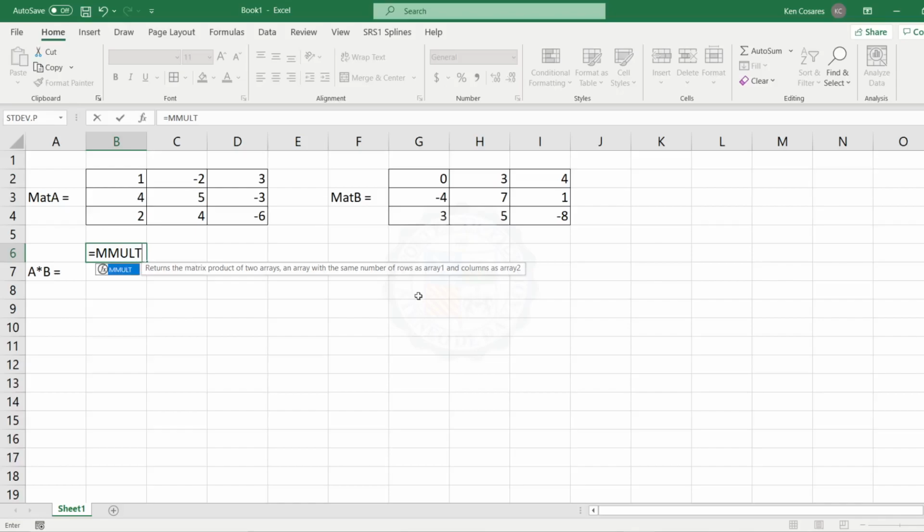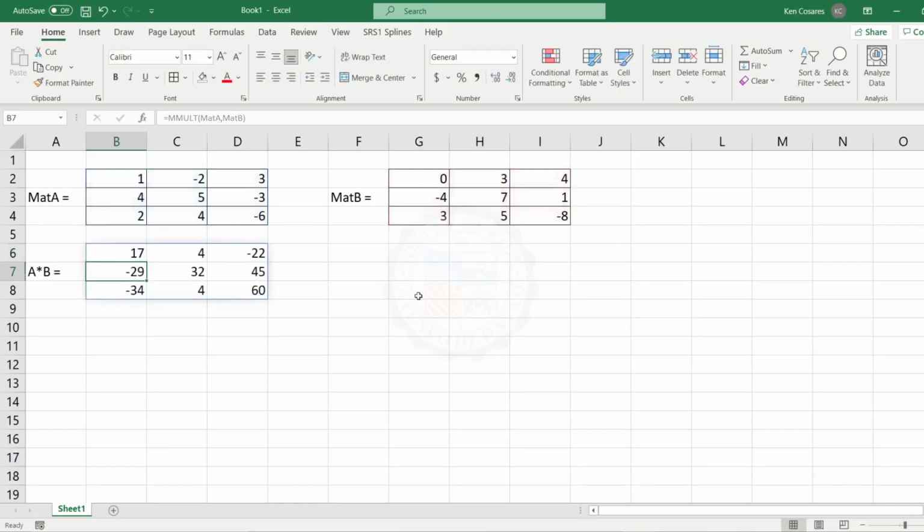Okay, then after that, open parentheses. Let's select array number 1, or this time you may type the name of the matrix. So pwede lang matrix A, and then comma, the second matrix is matrix B. Then close parentheses and then press enter. Ta-da! So that's the correct way of computing the product of two matrices.